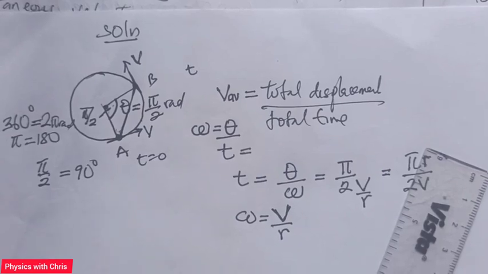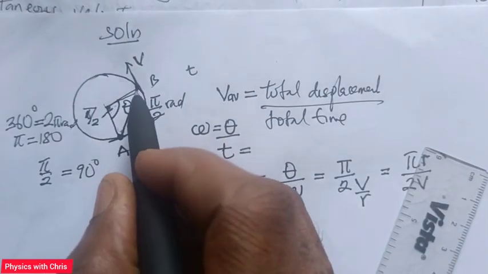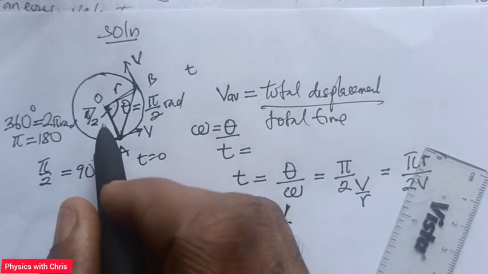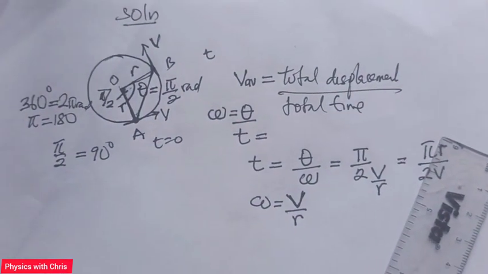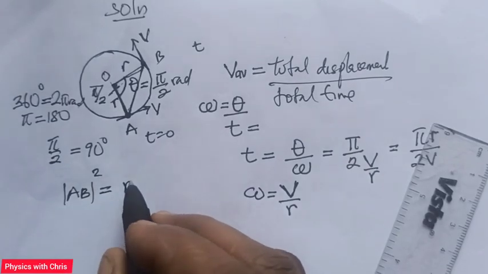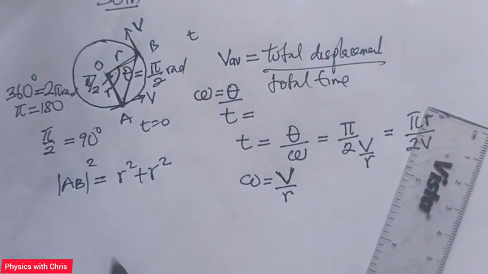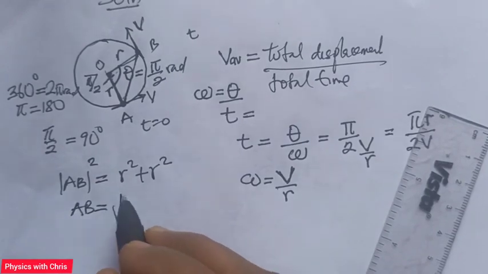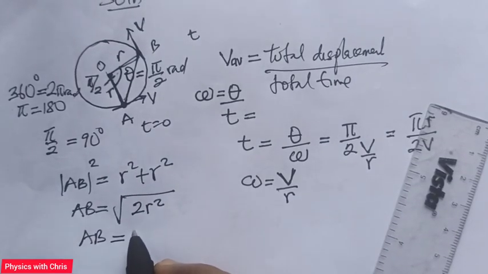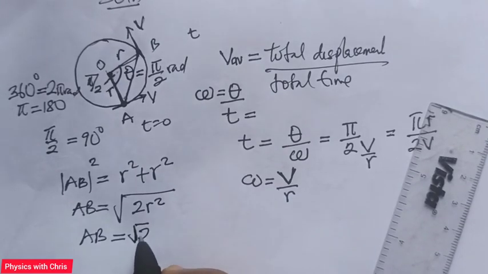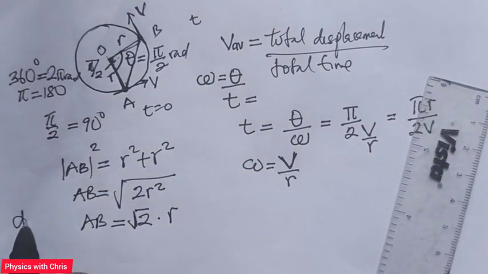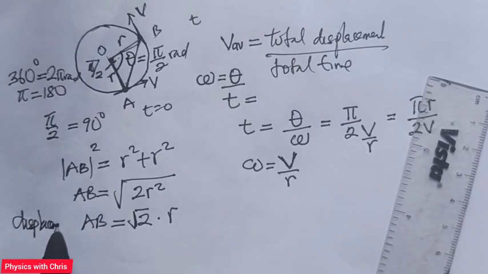And we can use Pythagoras theorem. And recall that this is the radius. We call that R. Let me call the center O. This and that radius R. So that means by Pythagoras, my AB, which is my displacement, AB squared, is equal to R squared plus R squared. So that my AB is equal to the square root of 2R squared. So my AB is equal to square root of 2 multiplied by R, because square root of R squared is R. Okay, so this is my displacement, or I can call that total displacement.